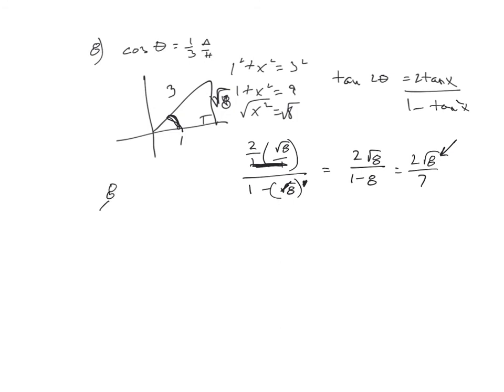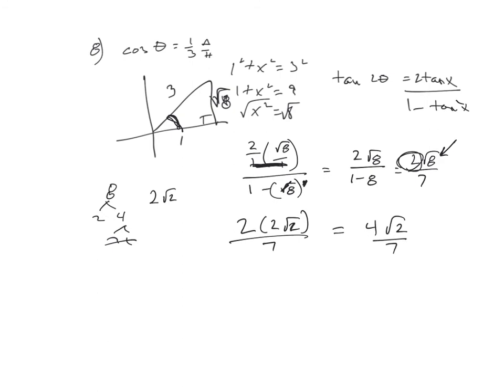So when we break down 8, it is 2 square root of 2. So now I have this 2, that's this guy. And now the square root of 8 is 2 square root of 2, and the whole denominator is a 7. So when you multiply this, you get 4 square root of 2 over 7.